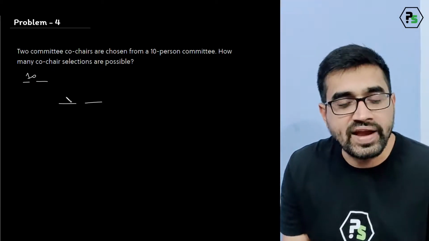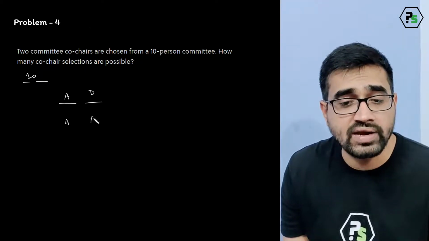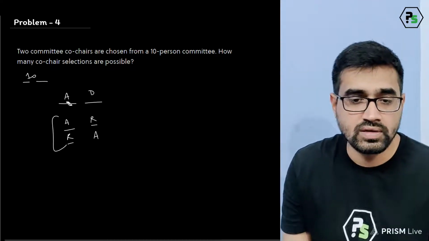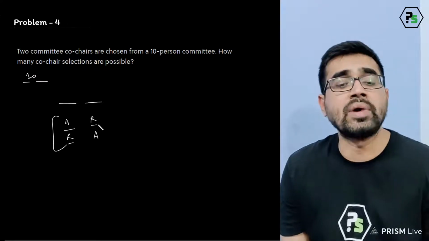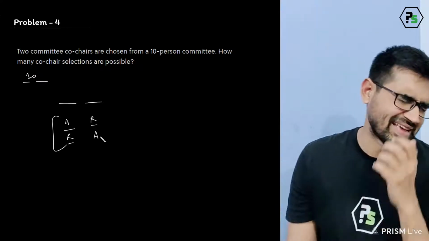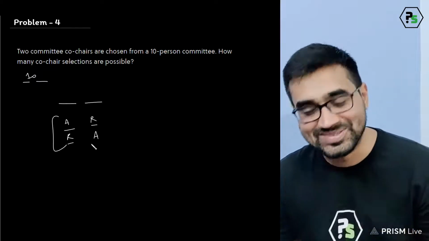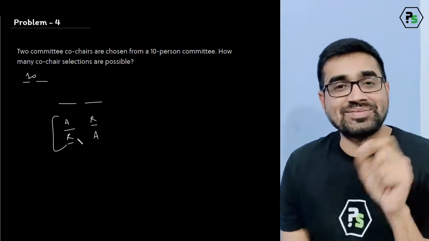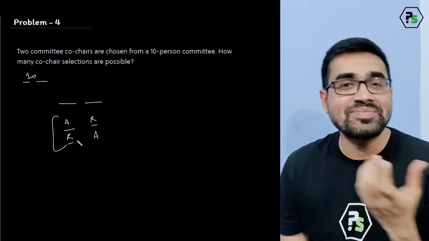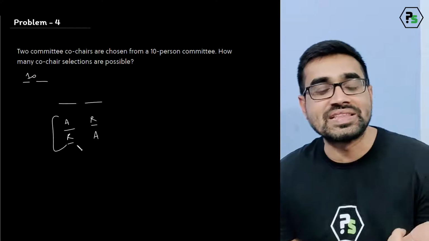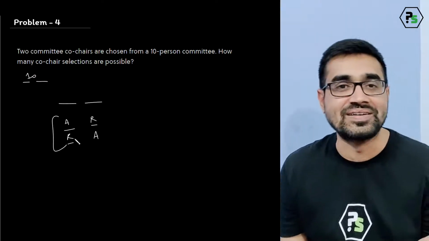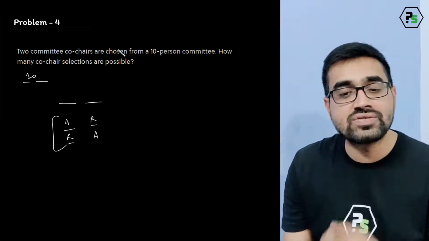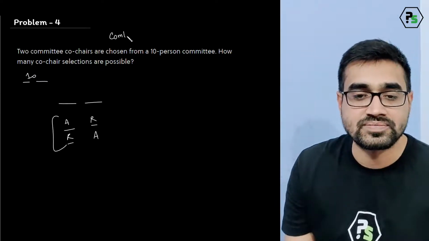So does it matter if I take Aman and Ravi, or Raman and Ravi? Let me create another example. So Aman and Ravi, or Ravi and Aman. Tongue twister happened. Not Raman. So it doesn't matter. They are still two people. They are the same committee. The committee is not going to change, even though these are two different people just based on arrangement. So that's why we do a combination.